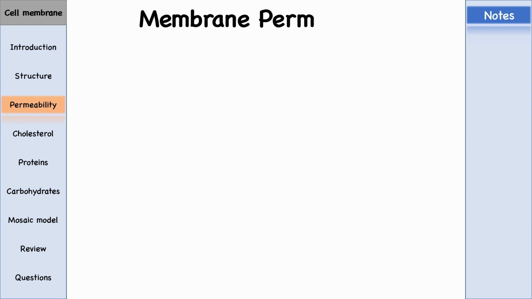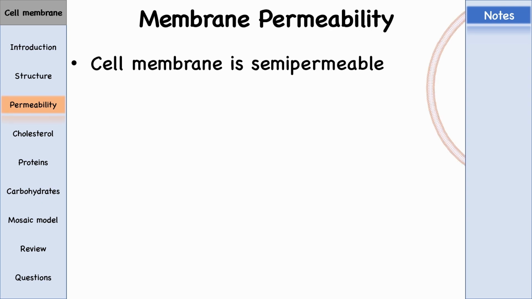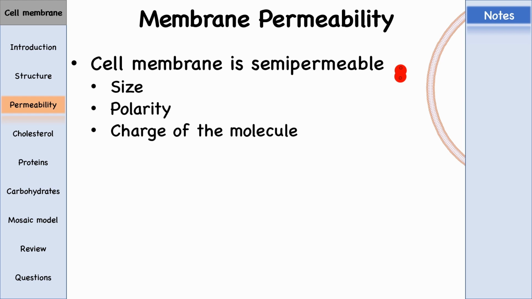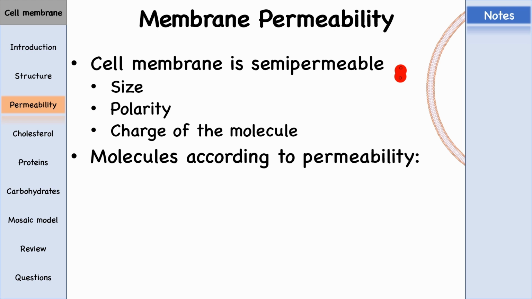Let's talk about the permeability of the membrane. The cell membrane is semi-permeable. That is, it allows the passage of some molecules and obstructs others. And this depends on size, polarity, and charge of the molecules. We divide molecules according to their permeability across the membrane into 5.